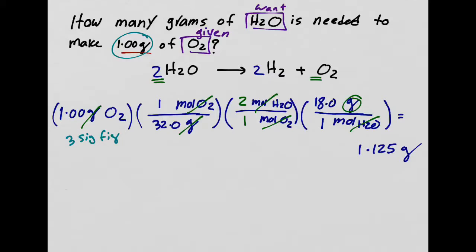So what do you guys think right now? So the answer is 1.125, right? And I want it to be only 3 sig figs. But my last number is 5, okay? So remember what we said. If you have 5, you have to look at the number before. If the number before is even, you round down. If the number before is odd, you round up. Okay, so this 2 is going to be even, so my number would be 1.12 grams.